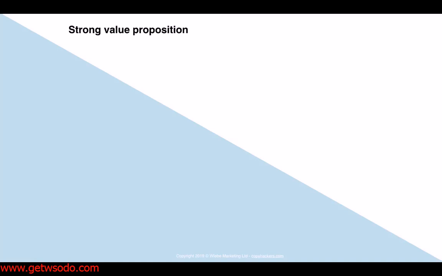So let's go through some examples, because I think that's the easiest way to learn this stuff, especially if you've never seen a value proposition before and you're still kind of wrapping your mind around what they are and how to spot a strong one.